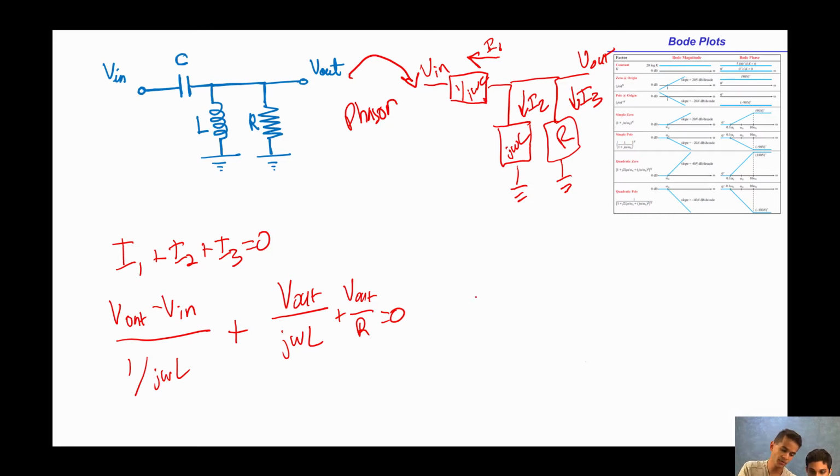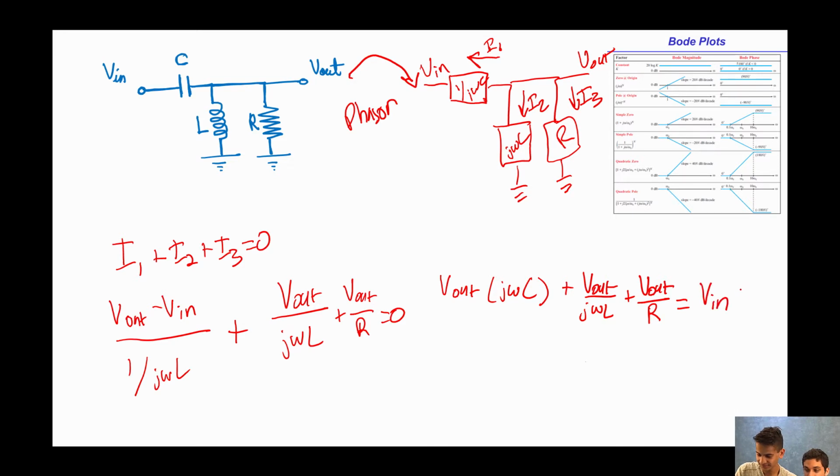Great. So now we have V out and V in in terms of each other. And all we have to do is solve for V out in terms of V in, which is a pretty tractable problem, wouldn't you say? Just algebra. Okay, so first let's move V in to one side and V out to the other. So rearranging, we have V out times j omega C plus V out over j omega L plus V out over R equals V in times j omega C. I apologize, my C's kind of look like L's. I'll be better about this.